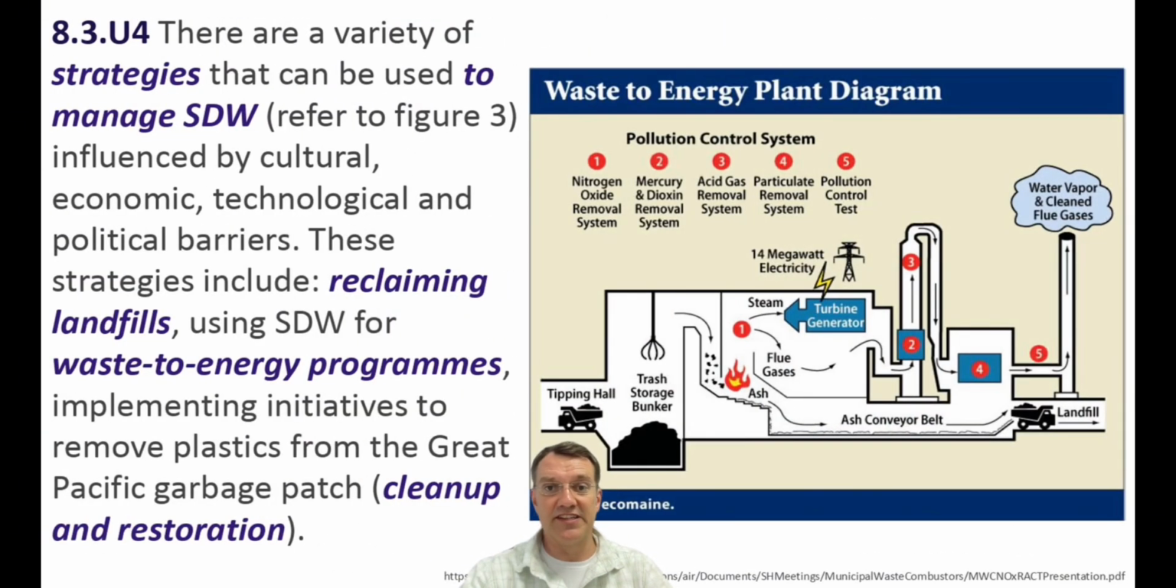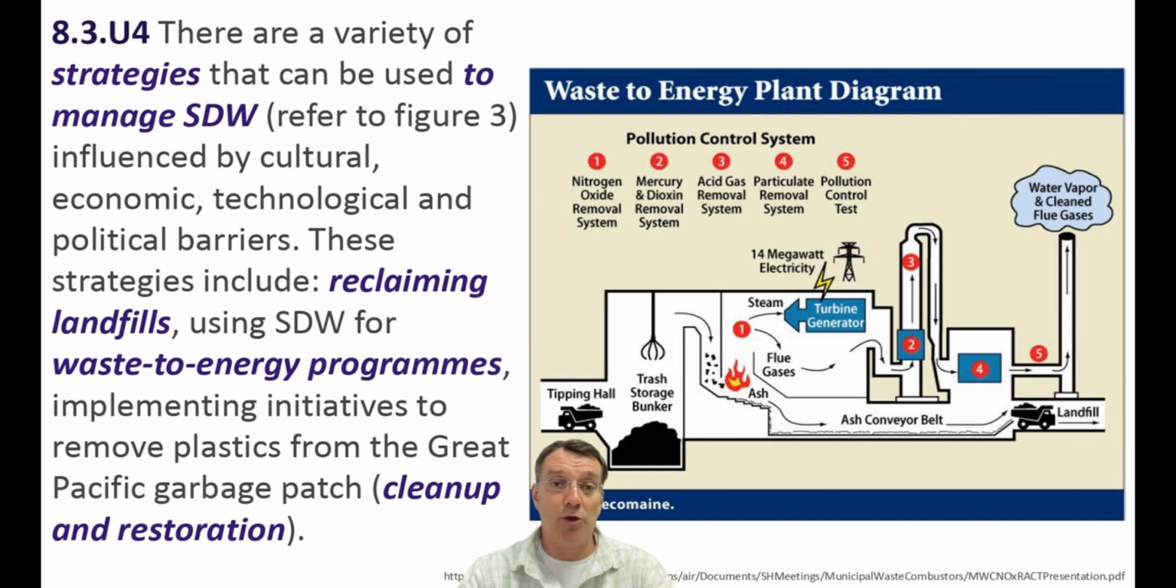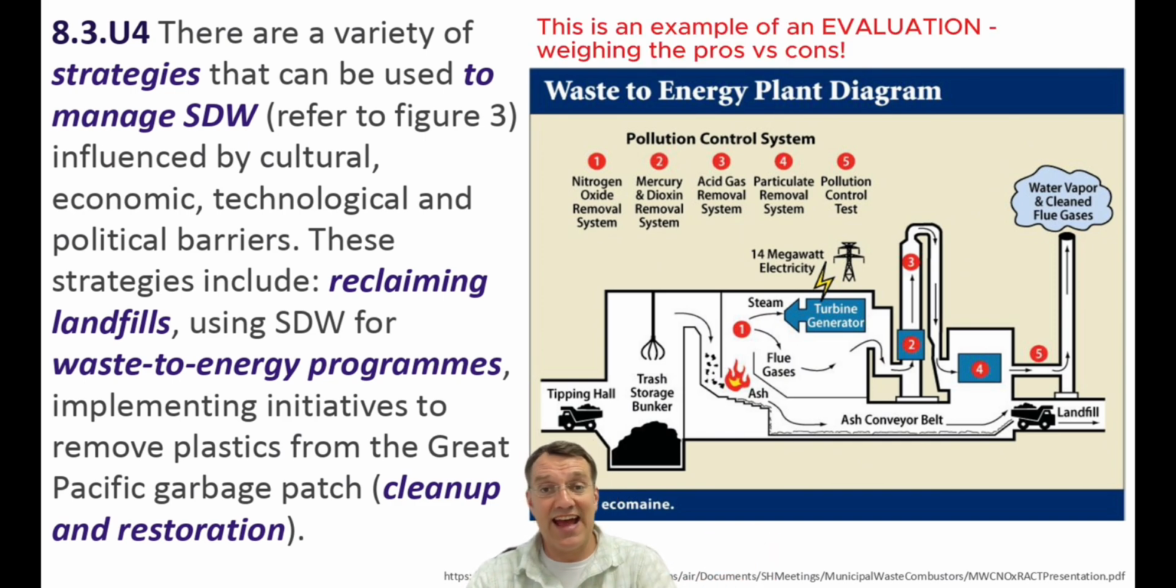Waste to energy facilities manage solid domestic waste by converting it to electricity through combustion or burning. The process includes pollution control systems to remove toxins, mercury, acid gases, and particulates from the exhaust. This helps address the cleanup and restoration tier while generating energy, but it still produces ash, and that ash does require landfill disposal.